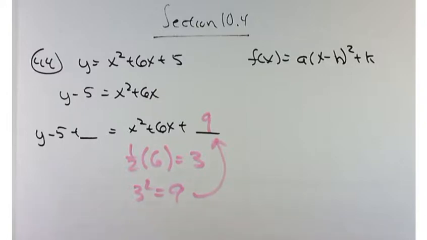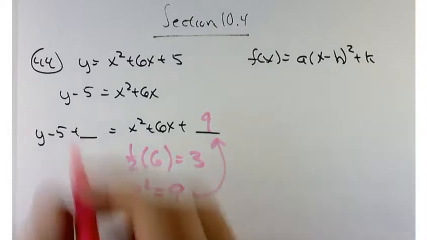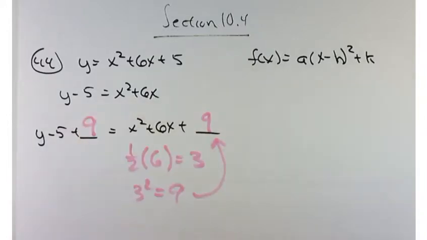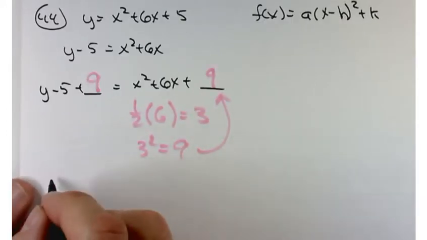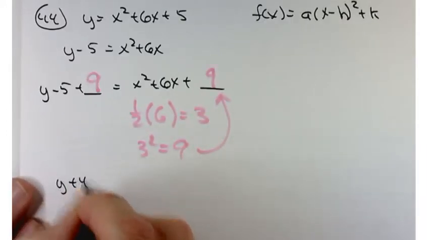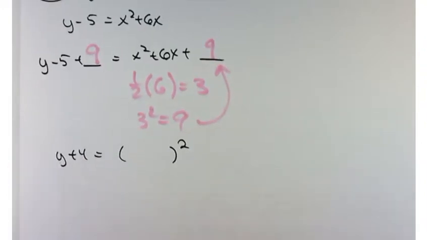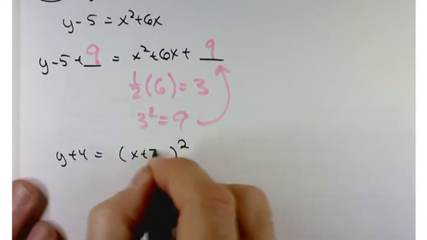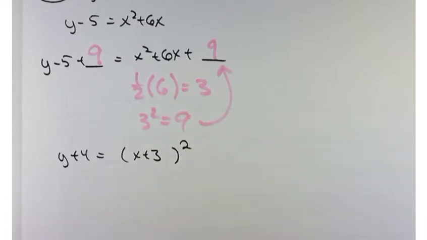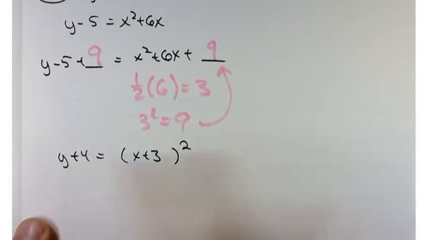But it's not enough just to add a 9 to the right-hand side of the equation. What else do I have to do? Add it to the left. So we'll add it to both of them. On the left-hand side, I end up with y plus 4. On the right-hand side, this is now a perfect square. So how can I write that? What do you square to get x squared plus 6x plus 9? X plus 3. Yay.